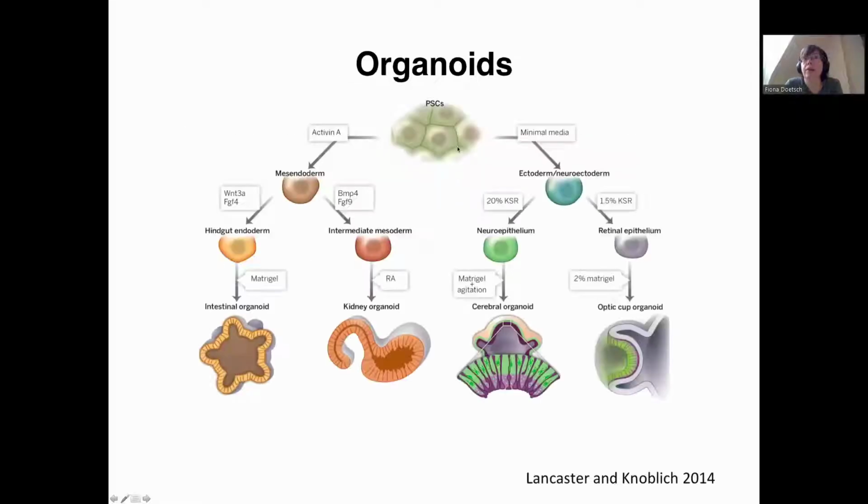And you can make these in the same way by simply exposing pluripotent stem cells to different developmental signals, and then you can get organoids of almost every type. Here we have an intestinal organoid, a kidney organoid, a cerebral or brain organoid, and optic cup organoids. What's amazing about these is you can begin to understand very early human development and also model disease.